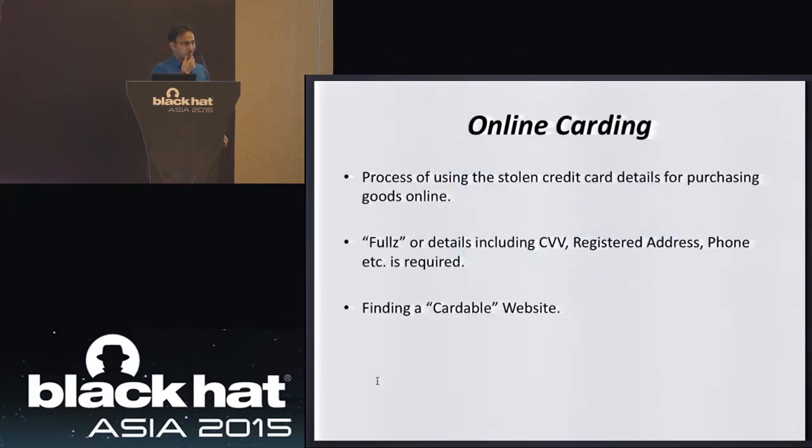If we start with online carding, it's a process of using the stolen credit card for purchasing goods online. I mean, using e-commerce websites to do the shopping from the information that you have. Now, definitely you would need the full information. You need the CVV as well, the expiry dates and other kinds of information, and registered address, phones, etc. would be required. The next and important step would be to find a cardable website. Now, this is a very popular term in the underground forums and websites.